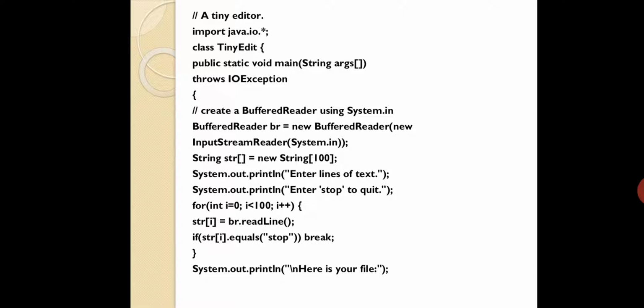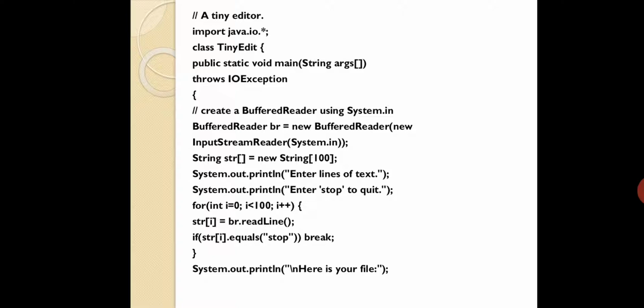Then you are going to read the lines from the user using the br variable or br object. Using that br object, you are using the readLine method so that at the max 100 lines can be taken from the user. Fine. And where are you going to store them? You are going to store them in that str string array. Okay, 100 lines you can store.